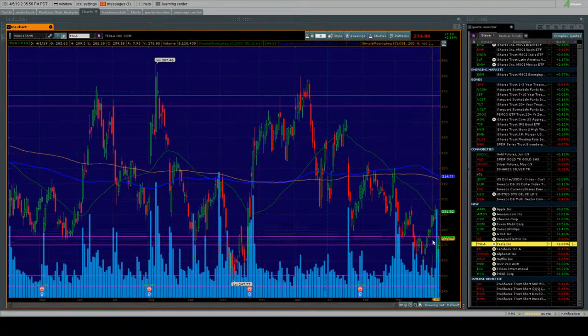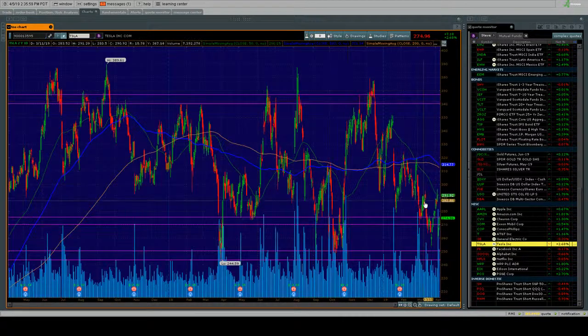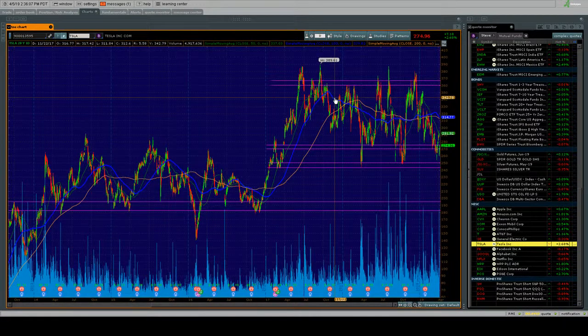Prices came down and are running into this resistance zone here. If they don't hold resistance at 275, they're going to come down and retest support at 250. And people that are following this a lot closer say that Elon Musk gets a margin call on all of his shares that he borrowed money to buy around 220.